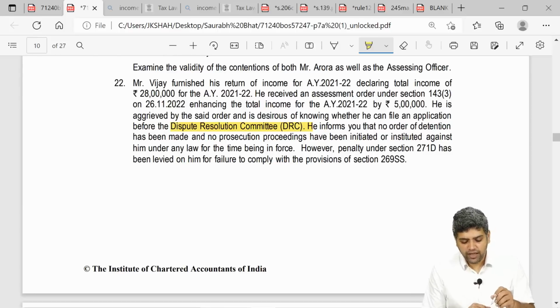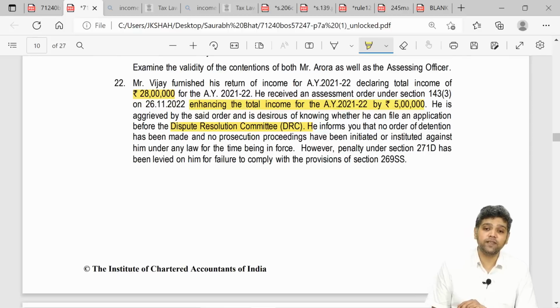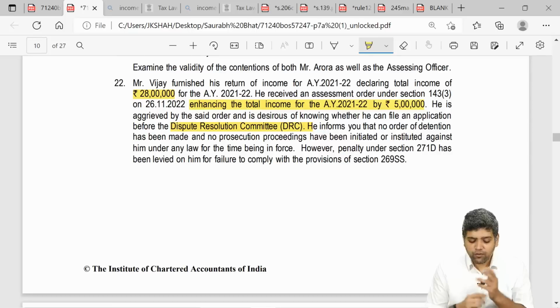Further, in case the additions have been made pursuant to information received from a foreign government under Exchange of Information Pact, then again the assessee cannot approach the dispute resolution committee. So over here they have told me that returned income of the assessee is 28 lakhs, fantastic, it's not exceeding 50 lakh rupees. The assessing officer has passed an order enhancing the total income by 5 lakh rupees, so it's not exceeding 10 lakhs, so that's also fine. Now he wants to go to the dispute resolution committee. As a tax consultant, I would tell him, please pay that tax on 5 lakhs. Why would you unnecessarily still argue on this 5 lakh rupees? But anyway, to each his own. If he wants to go to the dispute resolution committee, yes, he can do that.